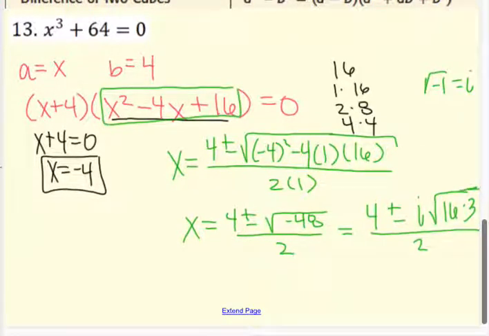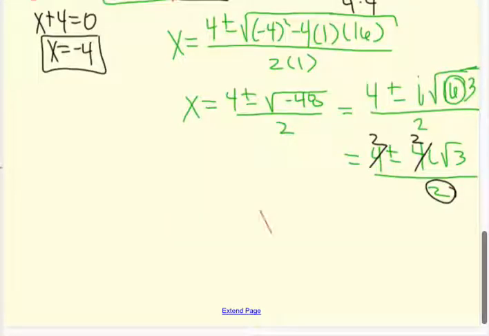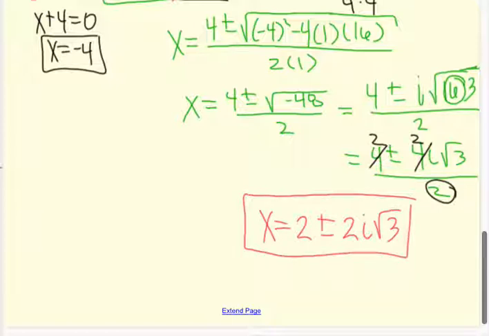Okay, and then I'm going to simplify again. So I'd have 4 plus or minus, the square root of 16 is 4, so it's 4i square root of 3 over 2. And then I can divide each part by 2. So 4 divided by 2 is 2, 4 divided by 2 is 2. So my solution would be x is equal to 2 plus or minus 2i square root of 3. Okay, along with my other solution that I found from before, x equals negative 4.